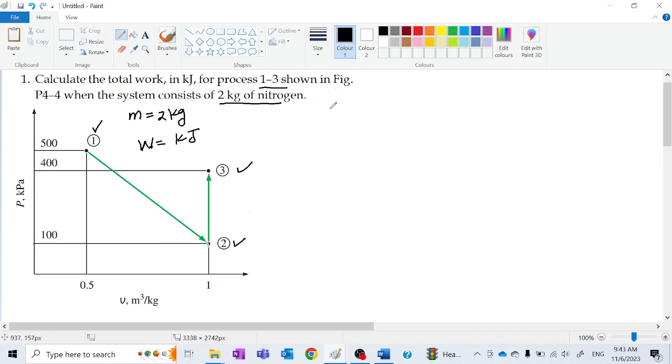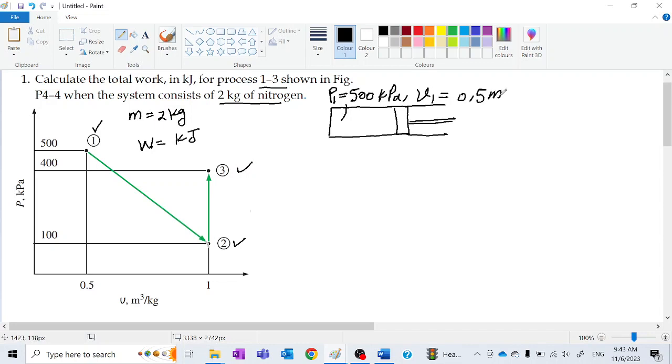First, try to understand what's happening here. For example, consider it might be a piston cylinder system. Here is the piston cylinder system. Piston is initially, for example, here. And its initial condition is that pressure P1 is given, which is 500 kilopascal, at initial specific volume, which is 0.5 cubic meter per kilogram. So this is state 1.